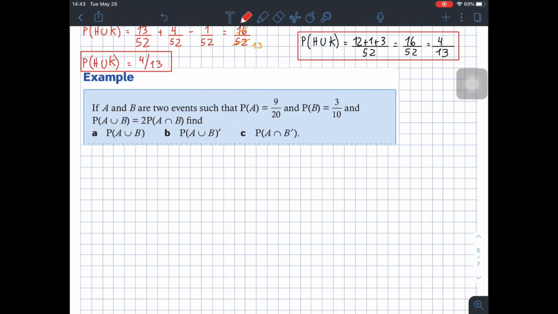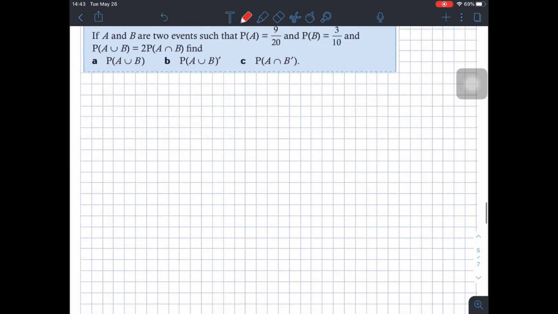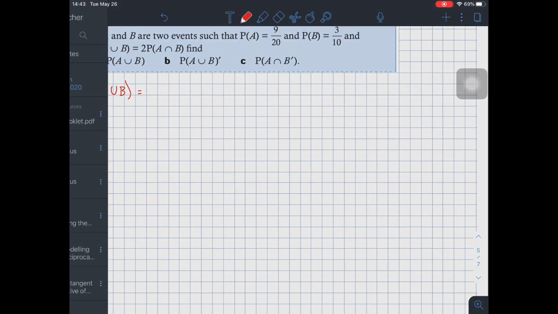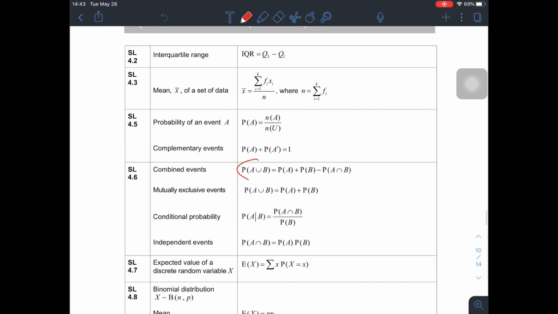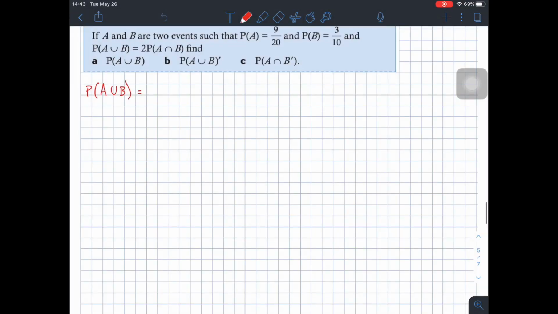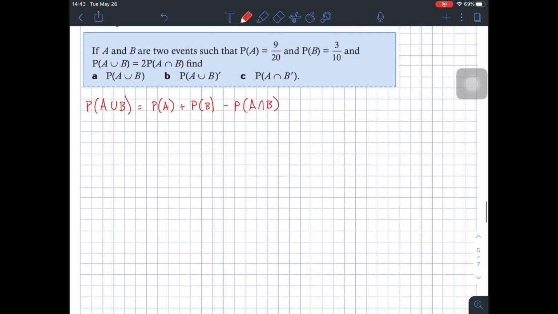From the formula booklet, we have the formula which we have seen previously. I'm asked to find the probability of A union B, so I'm going to write the formula. A union B is found by probability of A plus probability of B minus probability of the intersection. That's what combined events tell us.